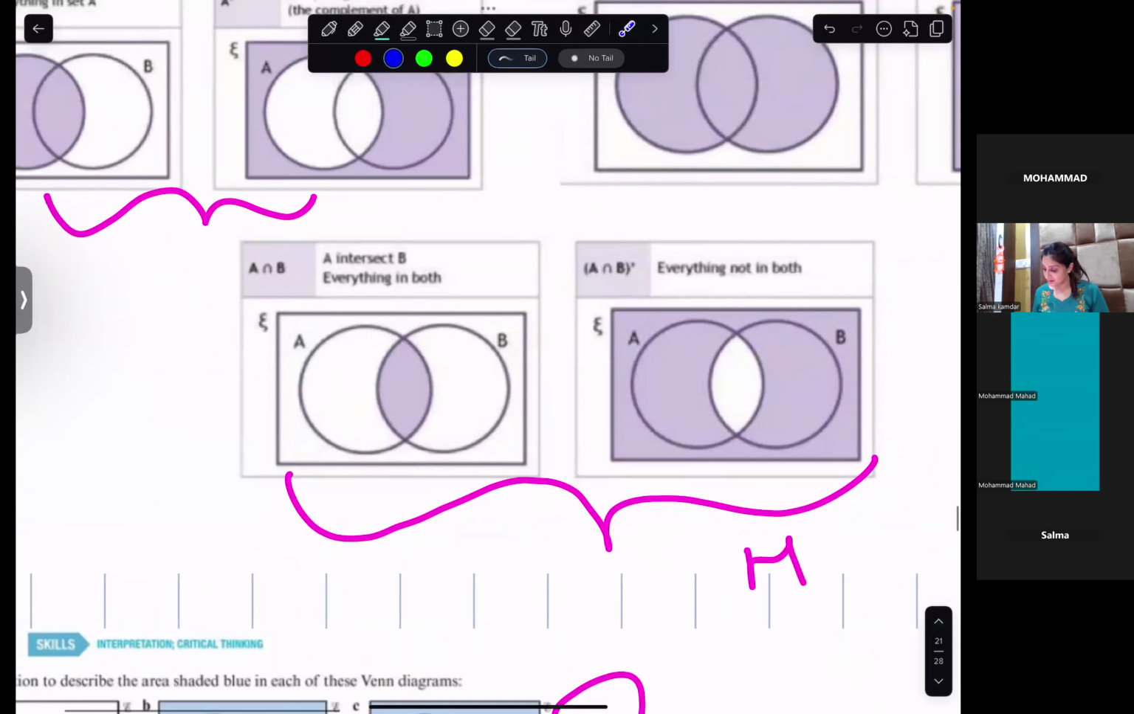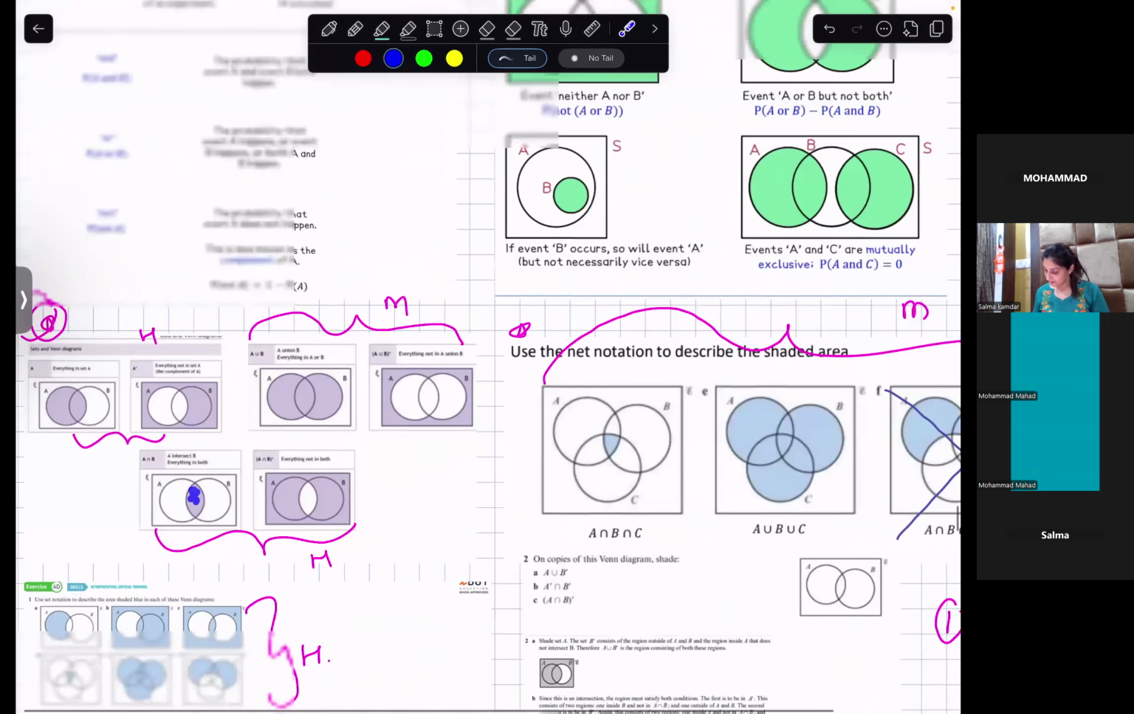A intersection B is very self-explanatory, which is just what's between A and B. A intersection B not means everything other than the intersection.